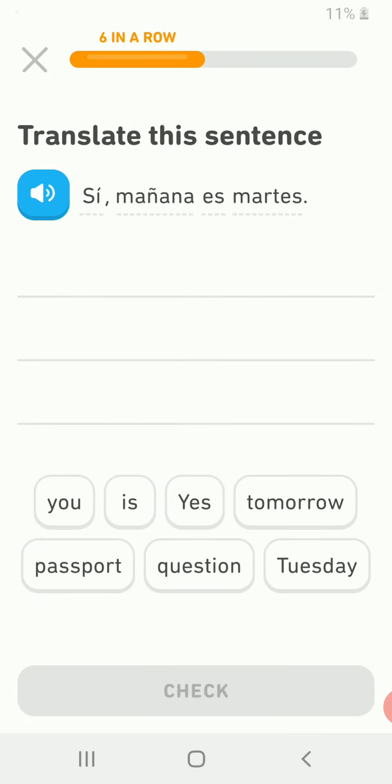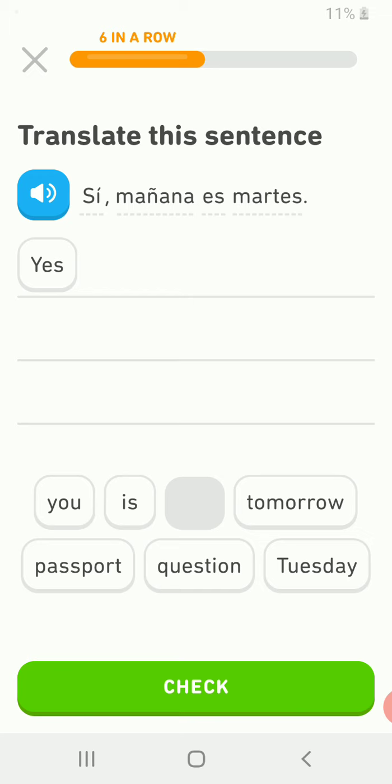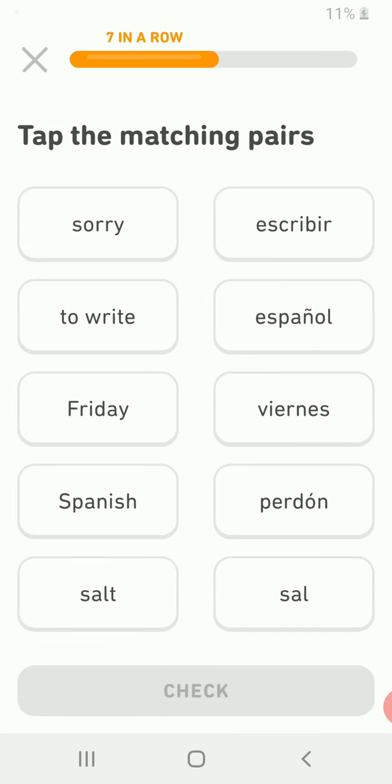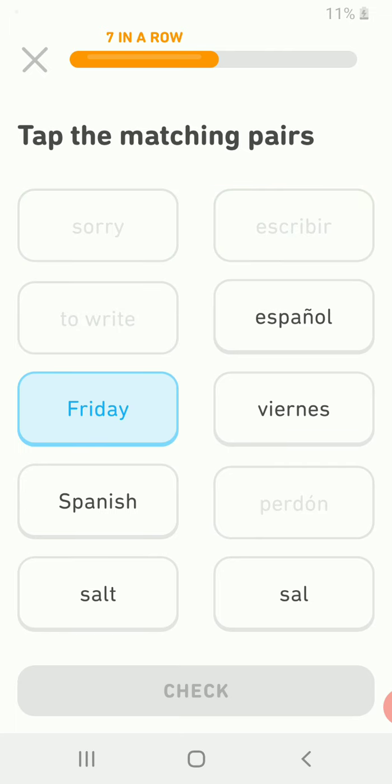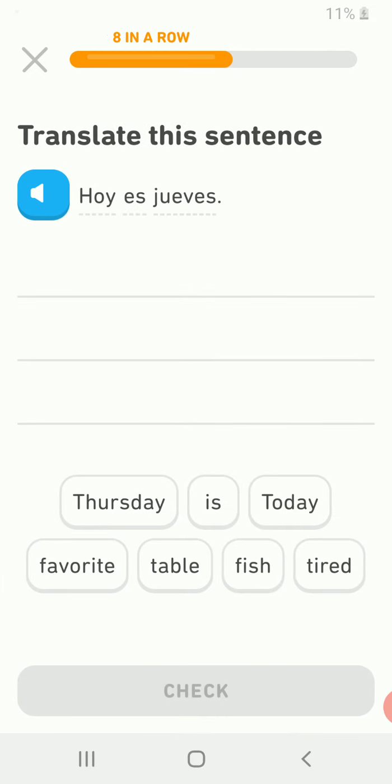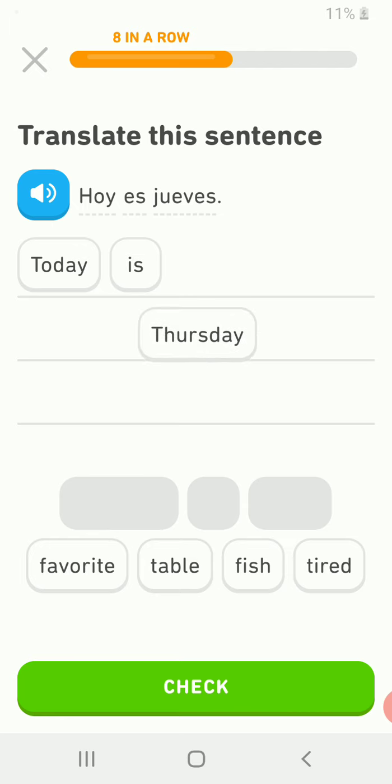Día is day. Mañana es martes. Sí, mañana es martes. Yes, tomorrow is Tuesday. Sorry is perdón. To write, escribir. Viernes. Español. Sal is salt. Hoy es, today is Thursday.